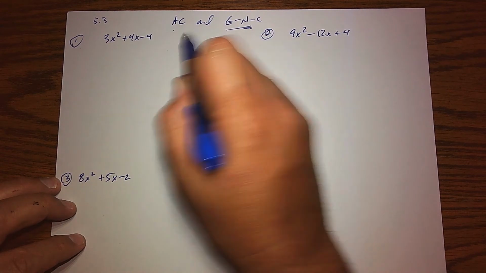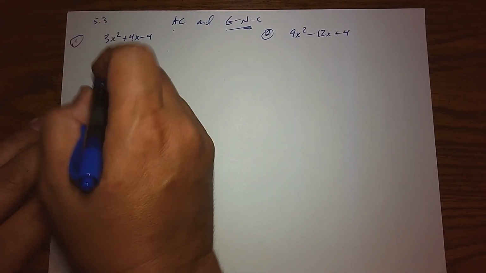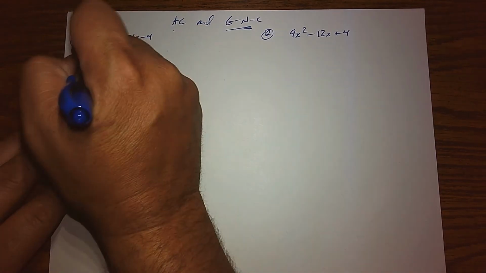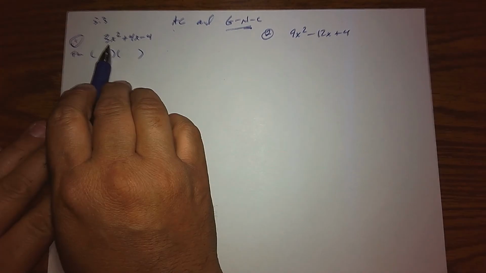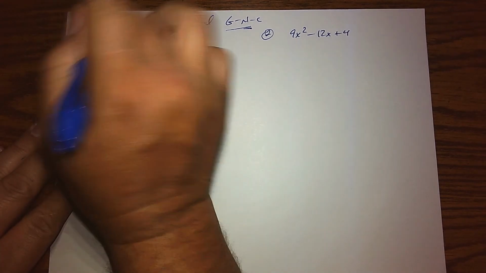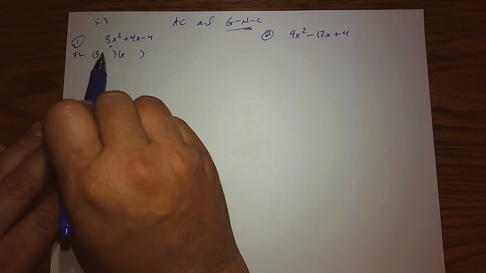So I actually use both, all right? And so it's good for you to see them both. So let's start this first one, right? And so again, I'm a GNC guy, so I'm going to start by saying, okay, F and L. What times what gives me this first term? Well, 3x squared, I think our only possibilities really are 3x and x. Okay, so there's my first term.